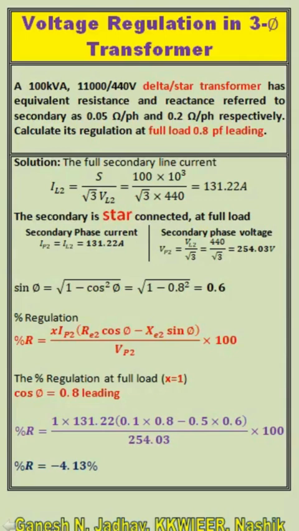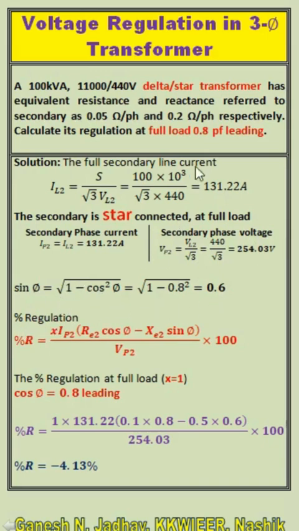Hello, once again let's determine the voltage regulation in a three-phase transformer. Here the transformer is delta-star connected and the loading condition is given as full load, 0.8 power factor leading. So first find out the secondary line current using this formula, S upon root 3 into VL2. This is 131.22. As the secondary is star connected, the secondary phase current is equal to line current, whereas the secondary phase voltage is equal to line voltage upon root 3. Calculating sin phi by under root 1 minus cos square phi, it is 0.6.